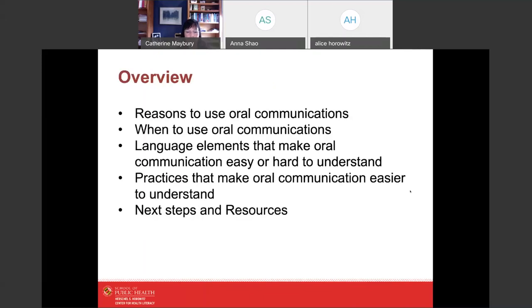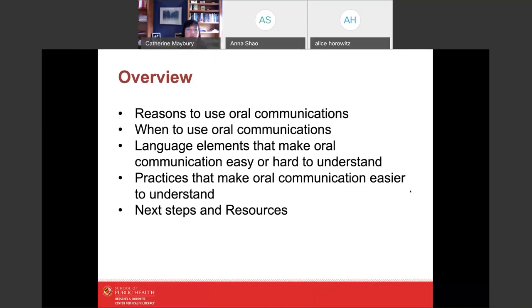So this is the outline for how we'll go through the information today. First, we'll talk about reasons to use oral communications in your work. Next, we'll review when you use oral communications. We'll identify language elements that make oral communication easy or hard to understand. And we'll describe practices you can implement to make your oral communications easier to understand. And we'll close with next steps and resources for you to consider when you create your oral communications.